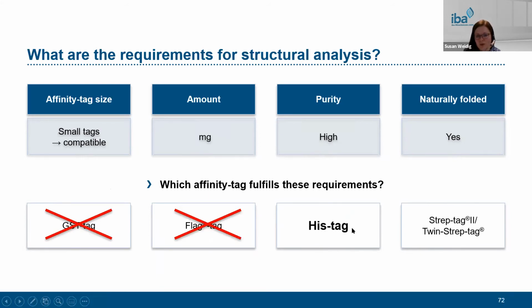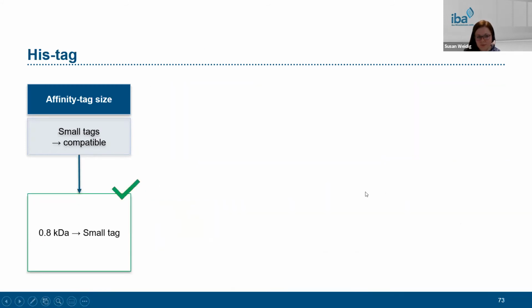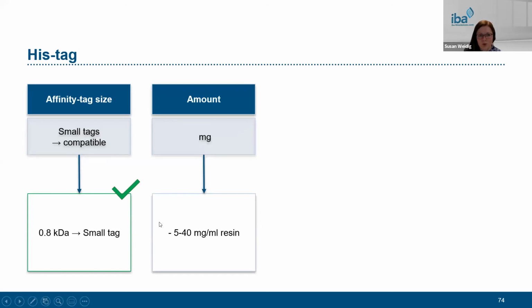So now I will focus in more detail on the His tag. The His tag, like the FLAG tag, has a small size of 0.8 kilodaltons, which is a bit smaller than the FLAG tag, so it's a really small tag. In principle, you can purify 5 to 40 milligrams per milliliter resin. But the yield is only so high if you use E. coli as expression host.